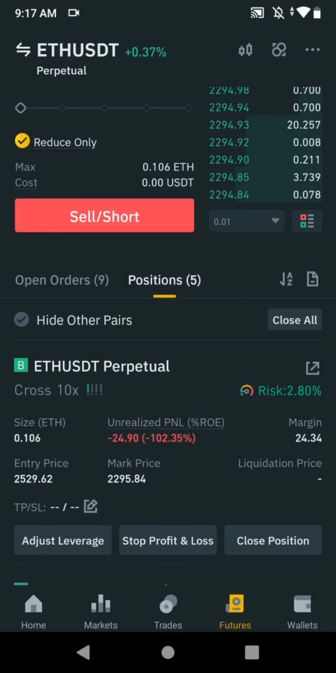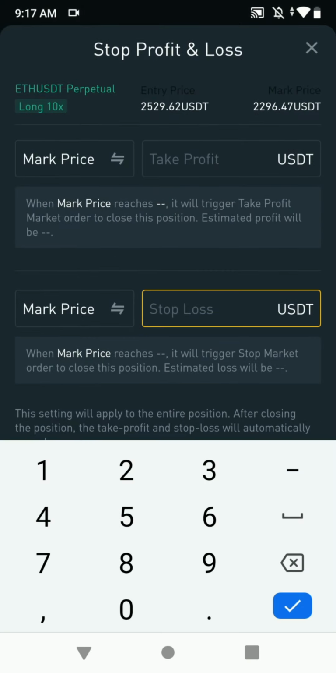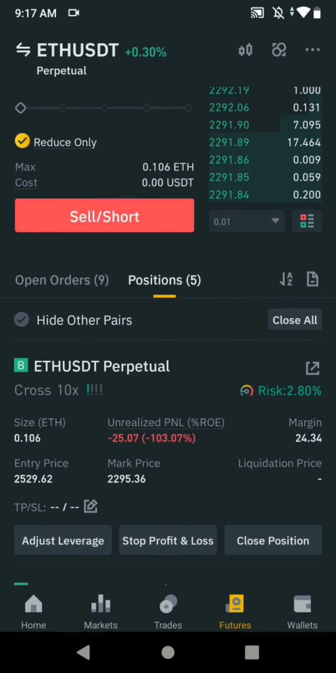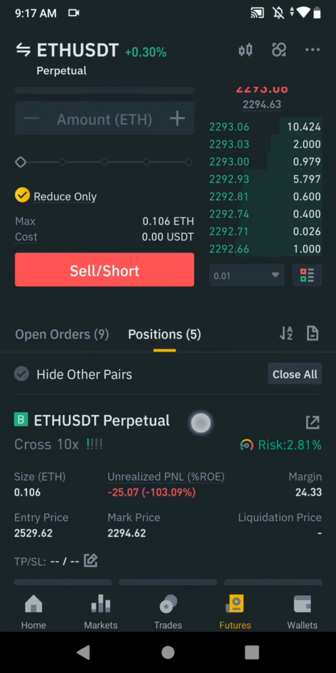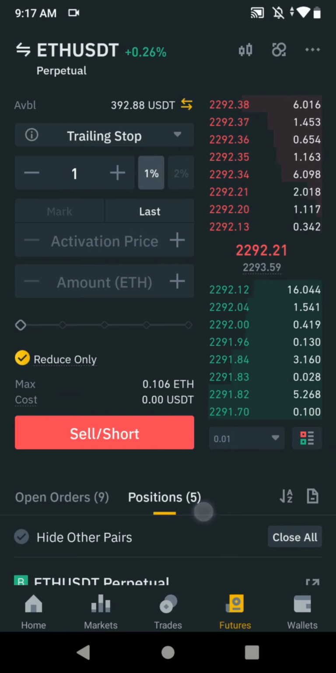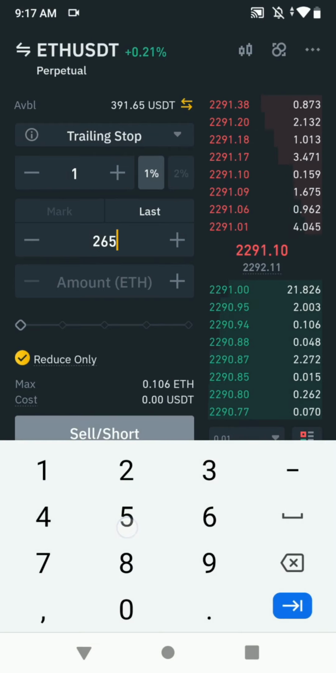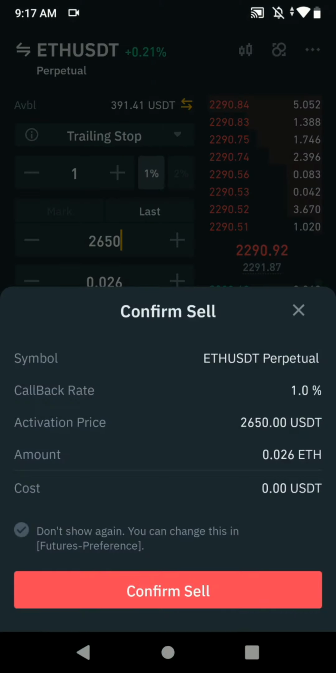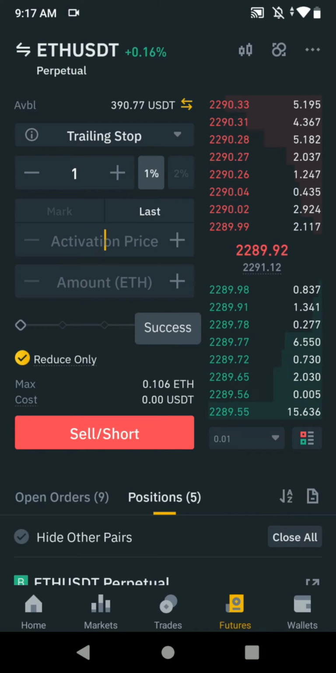Also, you can put a traditional stop loss. For the stop loss you are provided in trades, you can put it below your entry, because the trailing stop loss is only used for booking profits so that you don't miss out on your profits. It is more oriented towards that. You can put more than one trailing stop loss for a single trade. Like I can put another at 2650. The callback rate is the same. I would like to close another 25% of my trade, and I will click on sell short and it will get activated.